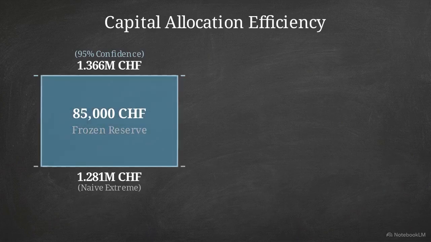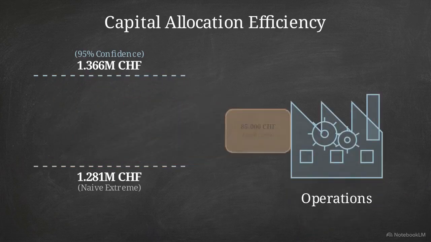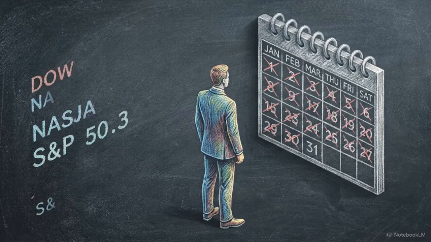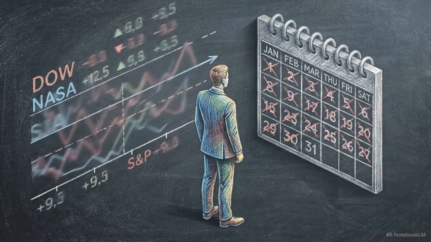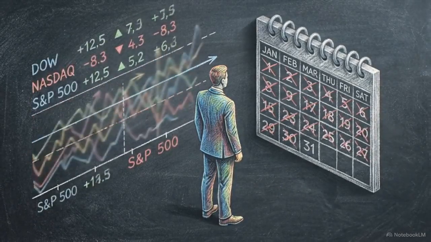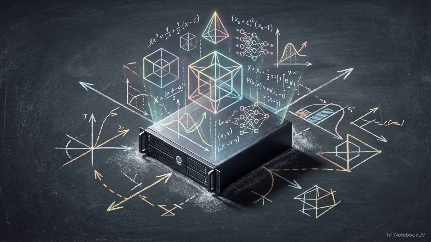By using probability instead of historical worst cases, the firm safely frees up tens of thousands of francs for immediate operational use. But historical simulation is strictly backward-looking. It relies on the assumption that future volatility will stay within the bounds of historical patterns. To map the true dimensions of future risk, treasuries have to leave raw historical data behind and translate those observations into a forward-looking parametric mathematical model.